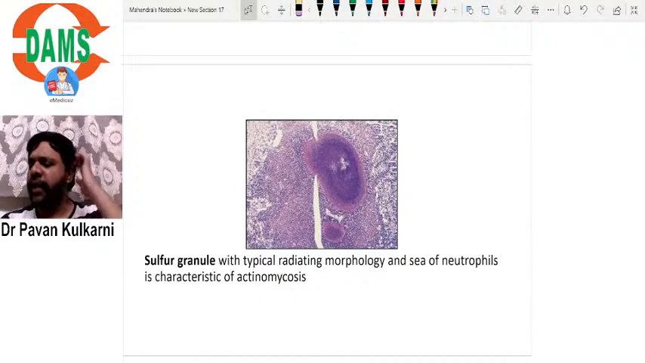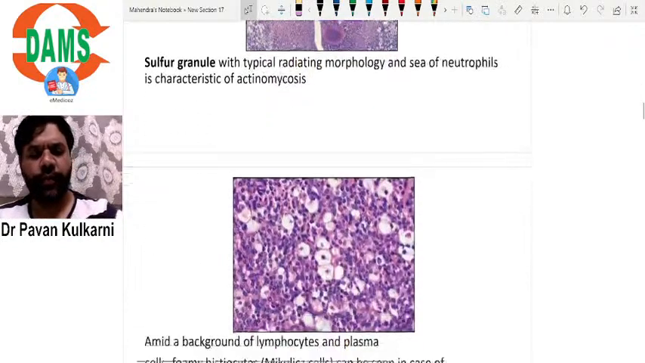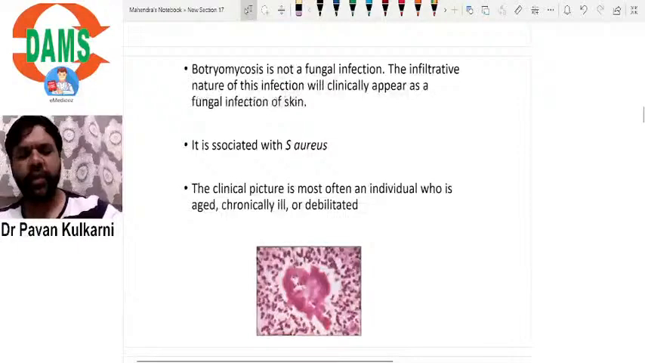So very commonly or very famously you call this a ray fungus. Because of the characteristic appearance, radiating nature, we call this particular bacterial infection a ray fungus, which is a misnomer actually. It should not be used because this is a bacterial infection. This is not any fungal infection. Okay, this is not important.